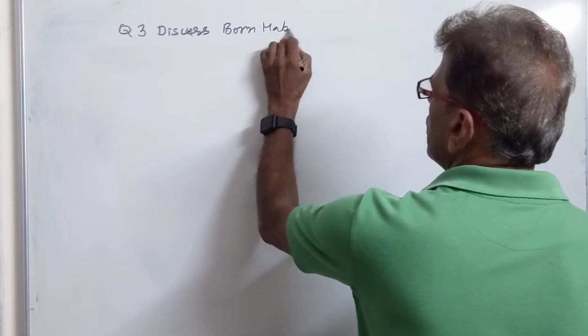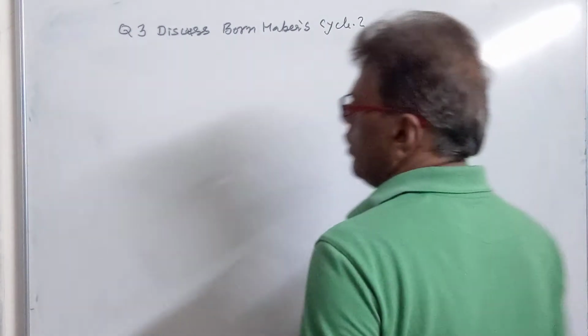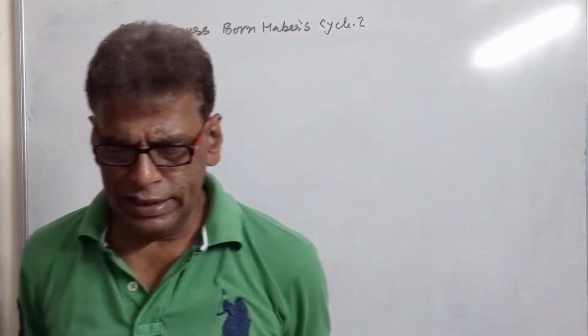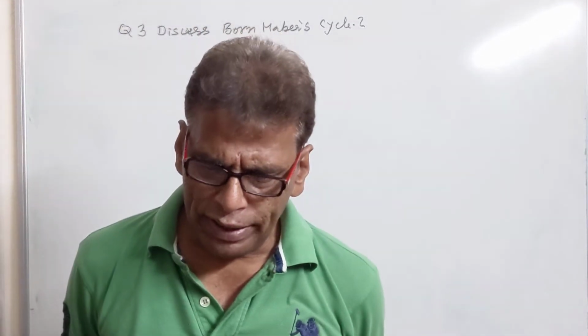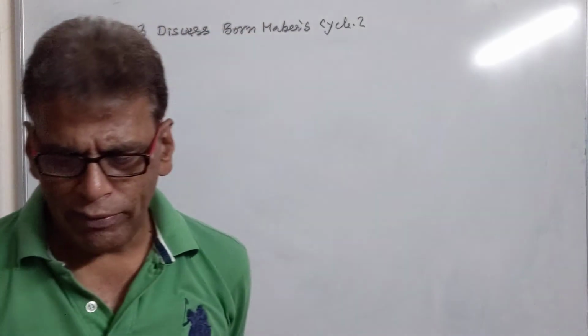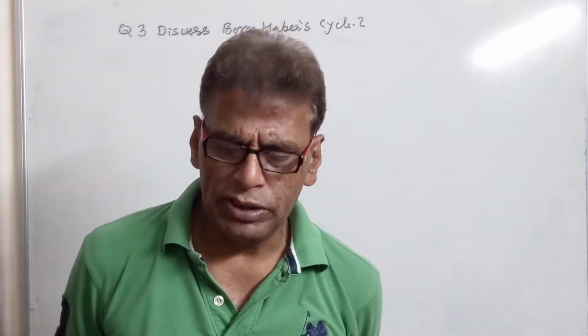Born-Haber cycle. This cycle is used to calculate the energy changes taking place during the formation of an ionic bond. Now these changes include five types of energy. So what is the enthalpy of formation of an ionic bond?